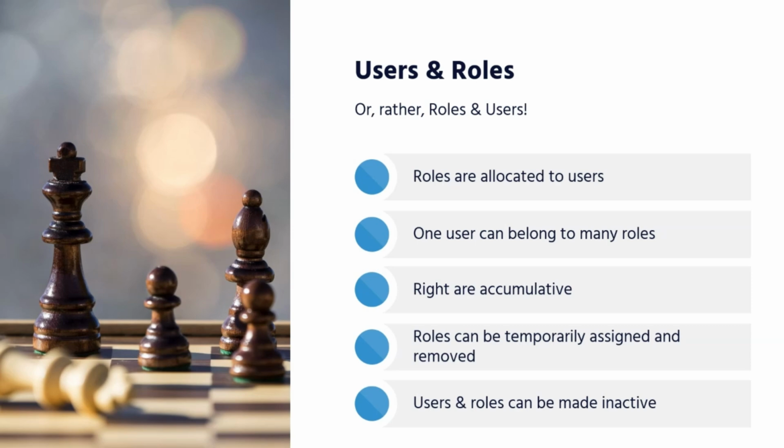So roles are allocated to users. So you really take a role-centric view rather than a user-centric view. You set up your roles and then you allocate those roles to users. So one user can belong to many roles, or many roles can be given to a single user. The rights, sorry about the non-pluralization there, the rights are accumulative. So that means that if someone has multiple roles assigned to them, and say role A gives them permission to process sales invoices, but role B doesn't, then they will have the permission to process sales invoices because it is conveyed in one of the roles to which they've been assigned.